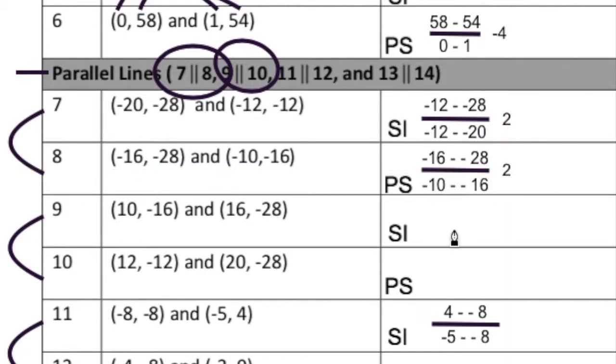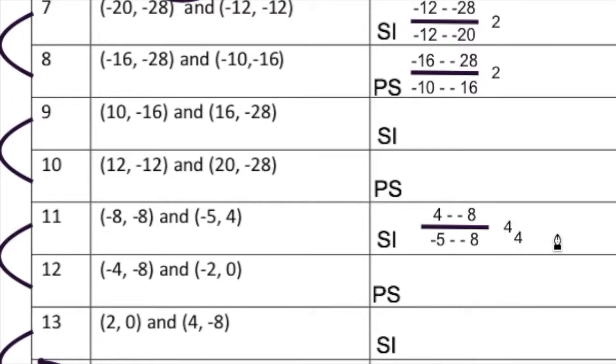Okay, so whatever you get for the slope on number 9, you can write that down for number 10. We're going to do number 11 right now. 4 take away a negative 8 is equal to 4 plus 8, which is 12. And in the denominator, negative 5 take away a negative 8 is negative 5 plus 8, which is 3. So 12 divided by 3 is 4. The slope is 4 for number 11, which means that the slope is 4 for number 12.